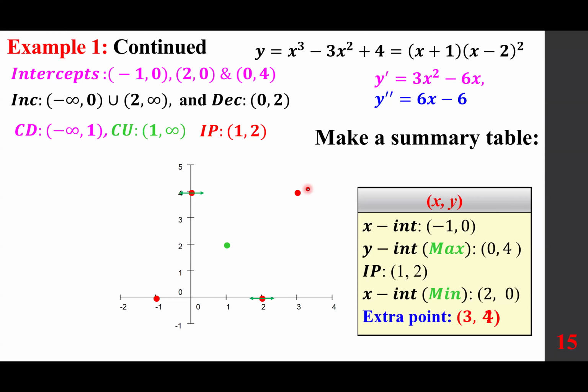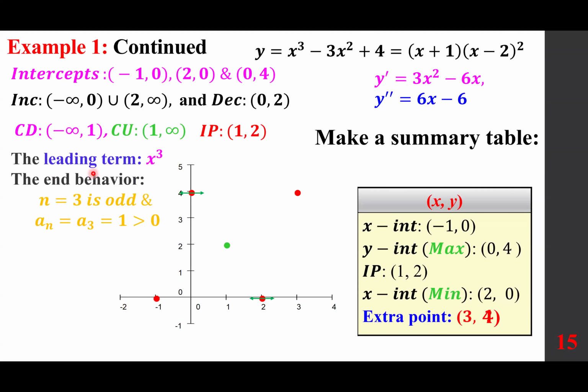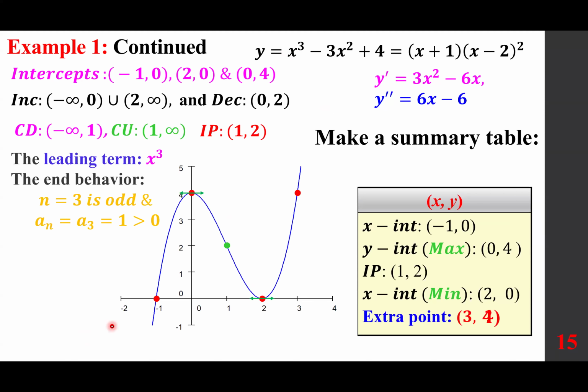Also, if you look at the original function, the leading term is x cubed. The end behavior depends on the leading term because n equals 3 is odd and a sub 3 is 1, positive. Then we are looking at the first and the third quadrant. So that would be the graph as expected.